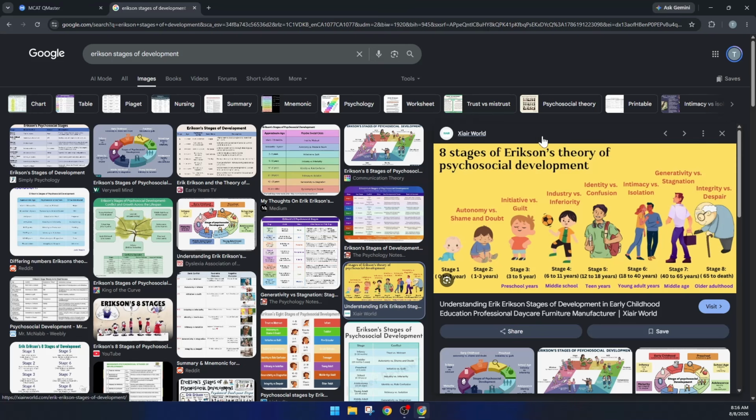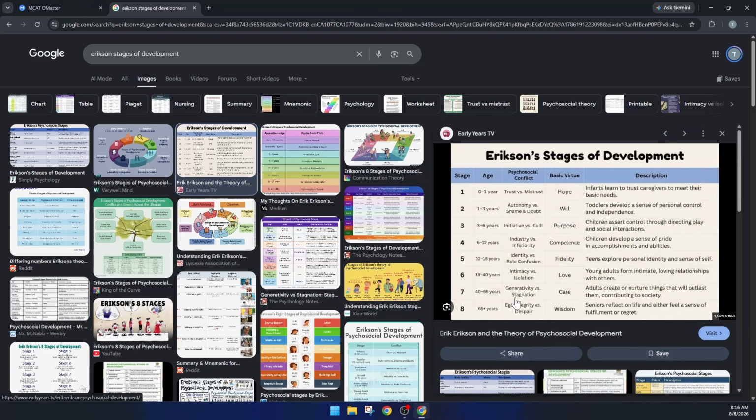For example, someone says someone's going through generativity versus stagnation. You want to memorize that generativity versus stagnation are conflicting with each other at stage 7. And at stage 7, someone is 40 to 65 years old. An example for generativity and stagnation, if you go to this one, it says adults create or nurture things that will outlast them, contributing to society. So they go through the conflict of whether they want to generate more stuff that contributes to society, or stagnate, meaning they're not really doing that much else at this point to generate more for society, right? So read through the descriptions for each one.